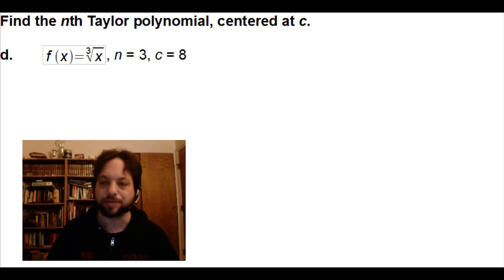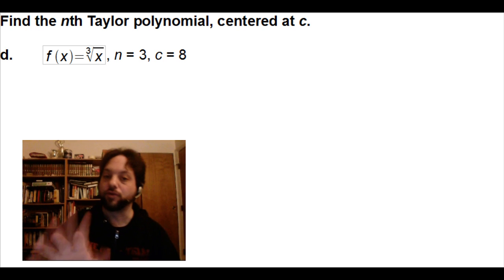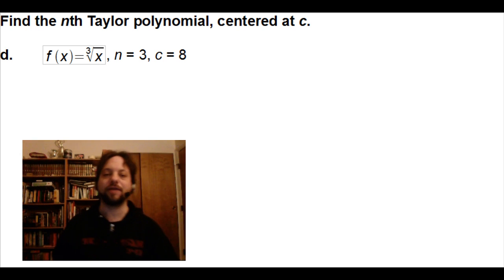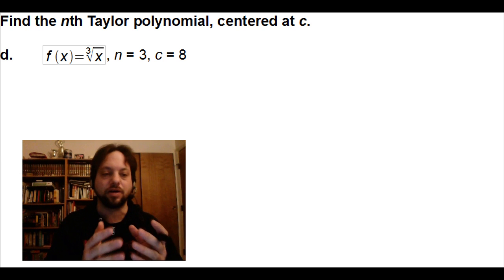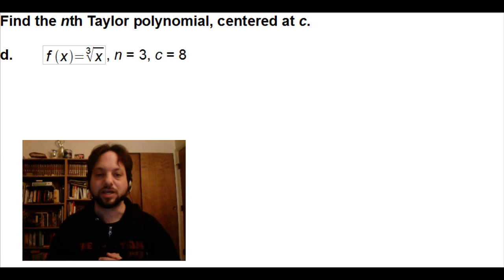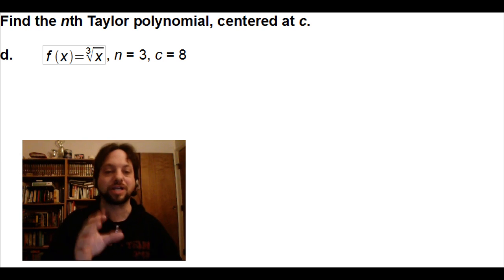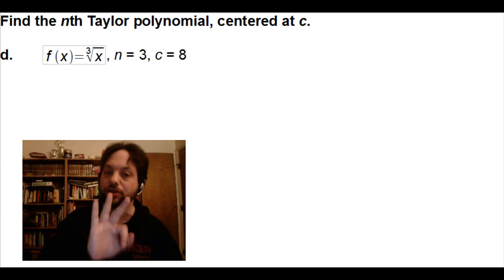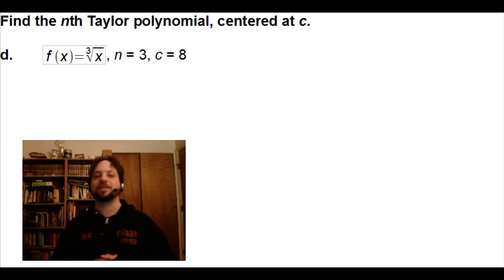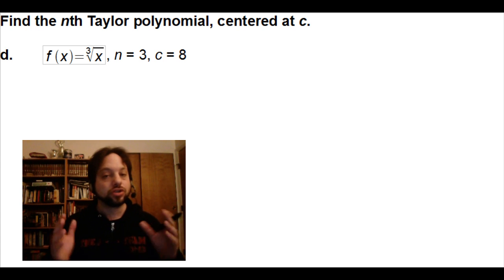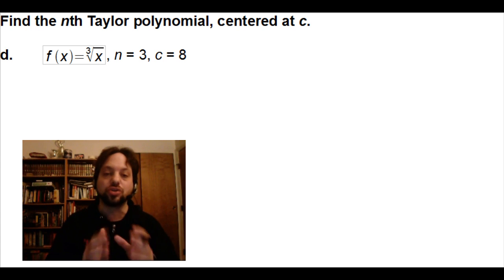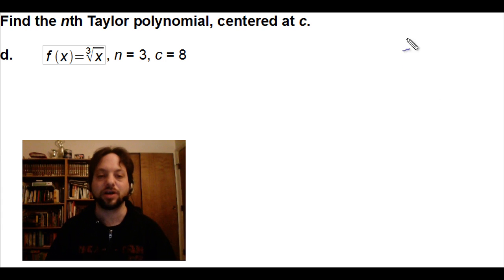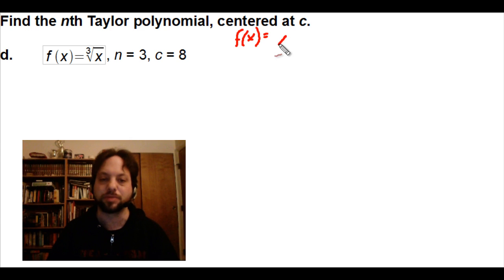So in our last example dealing with Taylor polynomials, before we get to looking at error, we have this function here, f of x equals the cube root of x, that we want to find the polynomial approximation for. Polynomial of the third degree centered at c equals 8. So what is this going to look like? Well, we're going to do this the exact same way that we've done all the other ones. Of course, we already have our f of x, and I'm just going to go ahead and write that again here.